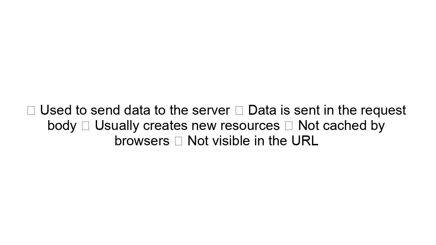Characteristics of POST. Used to send data to the server. Data is sent in the request body. Usually creates new resources. Not cached by browsers. Not visible in the URL. This makes POST more suitable for sensitive data submission.